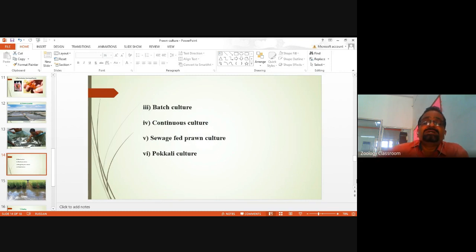The next is the sewage fed prawn culture. Prawns are cultured here in the paddy fields filled with the sewage water.